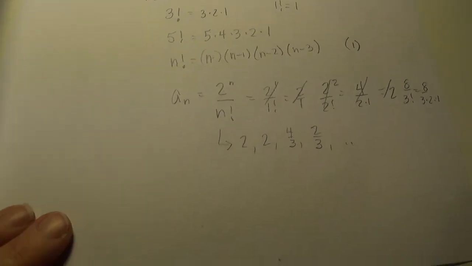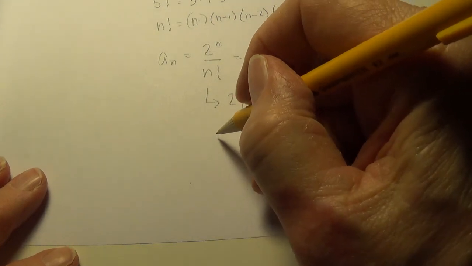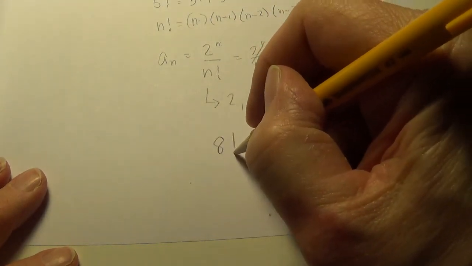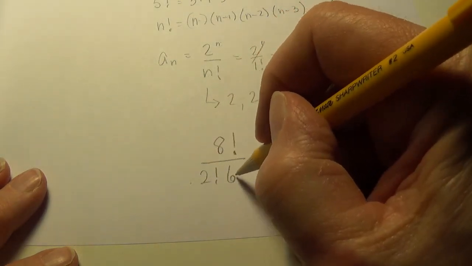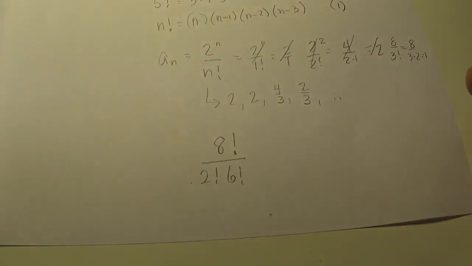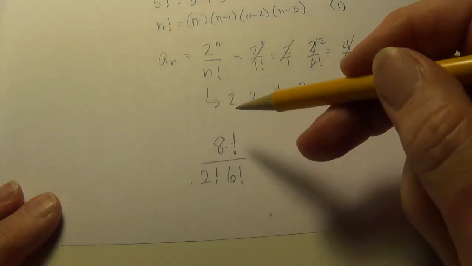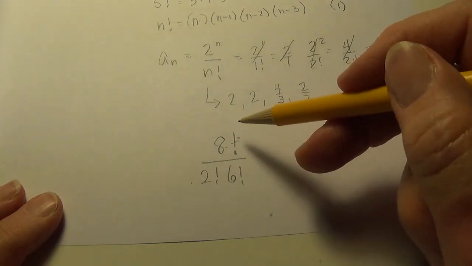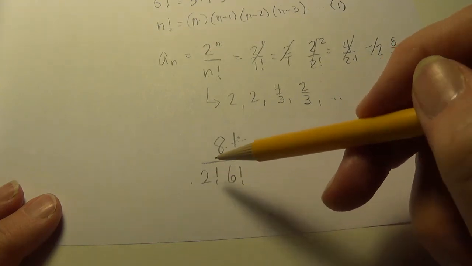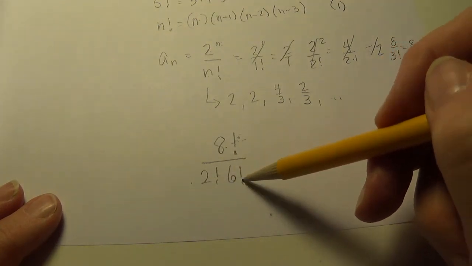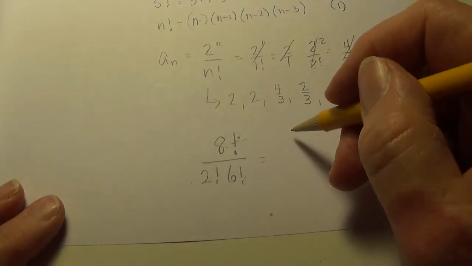Sometimes we're asked to simplify expressions like this. This will come up in our probability unit in a few days. It'll have an 8 factorial and a 2 factorial and a 6 factorial. So there is a quicker way than figuring out 8 times 7 times 6 times 5 times 4 times 3 times 2 times 1 divided by 2 times 1 times 6 times 5 and so on. I want to demonstrate it.